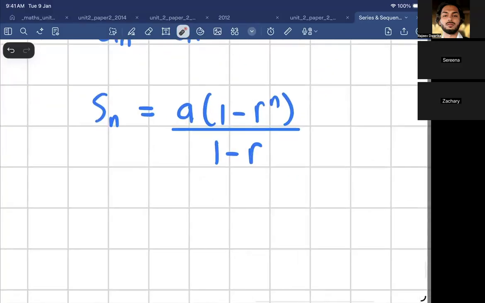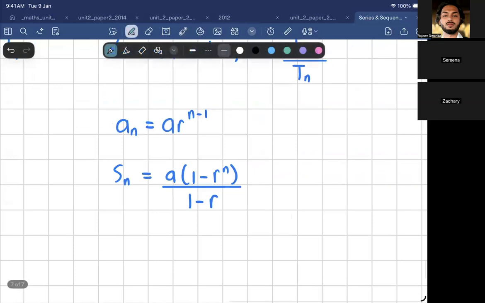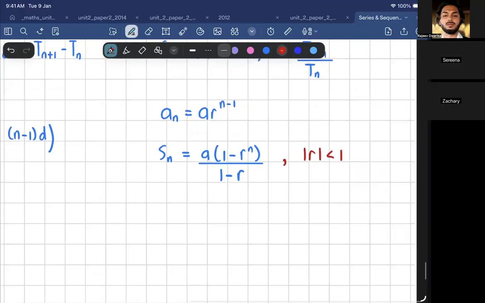If I don't want a negative number here, would r have to be less than 1 or more than 1? Less than one, sir. Yeah, because if it was 1 minus 5, that'll give you a negative answer, right? So that's an easy way to remember it. So you use this one when the magnitude of r is less than 1.